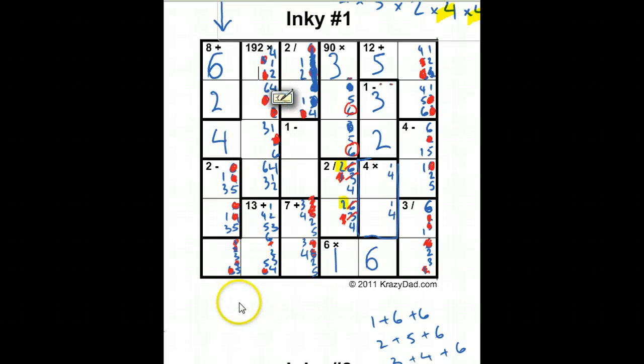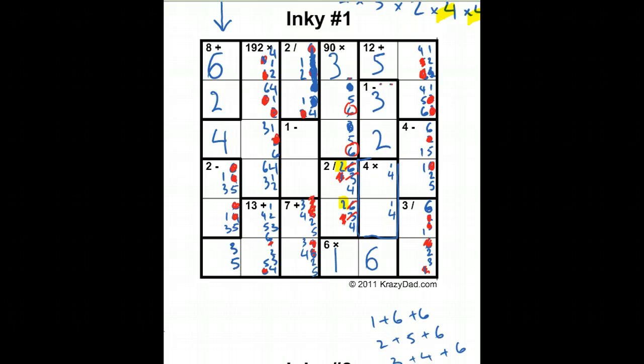So in this box here, the only options are 3 and the 5. So let me rewrite that to make it a little bit neater. So 3 and the 5. So I'm going to go ahead and just put a 3 and a 5 as the only options here.